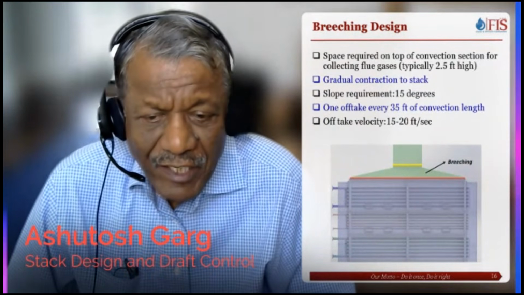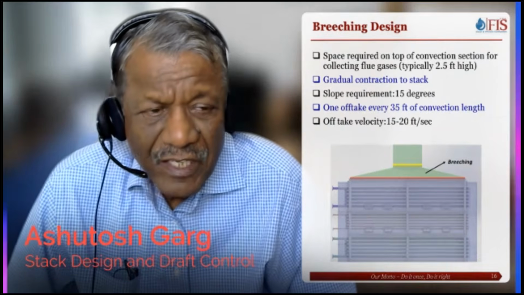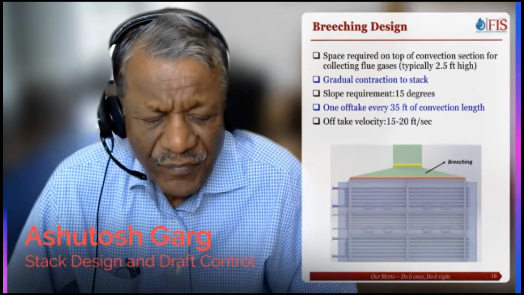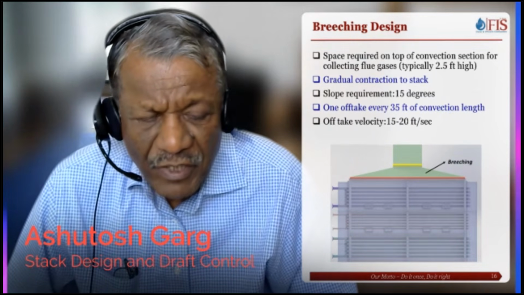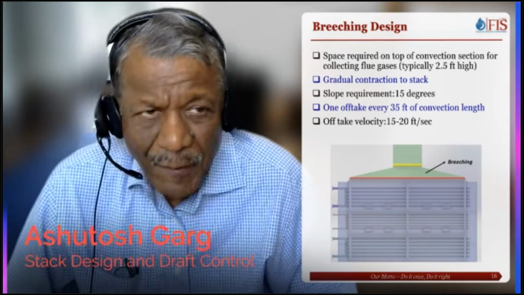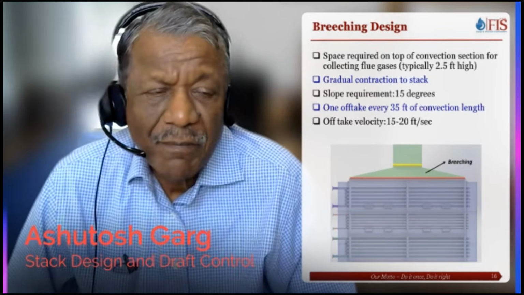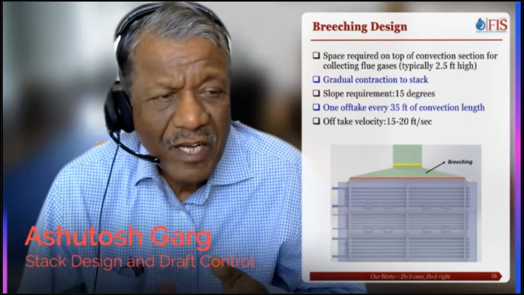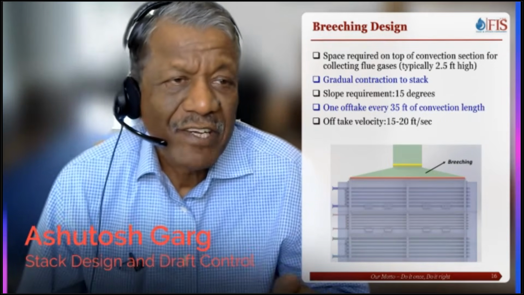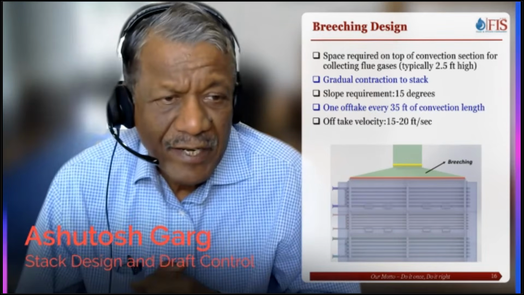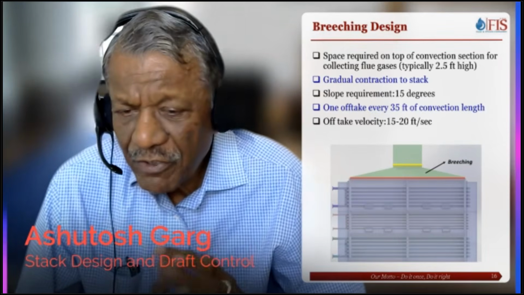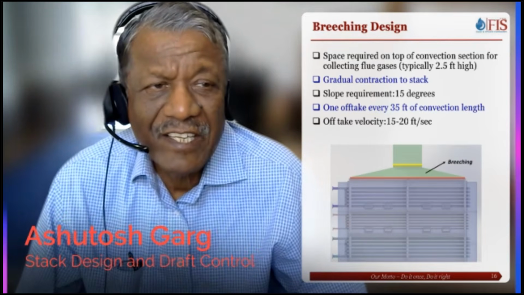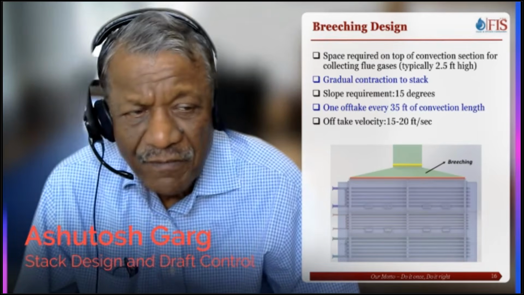As I said, the stacks are mounted on top of the convection section. But how they are mounted is important, and that's where breeching comes in. Breeching is a component which connects the stack to the convection section. Generally, we provide about 750 millimeters or 2.5 feet of space for collecting the flue gases.